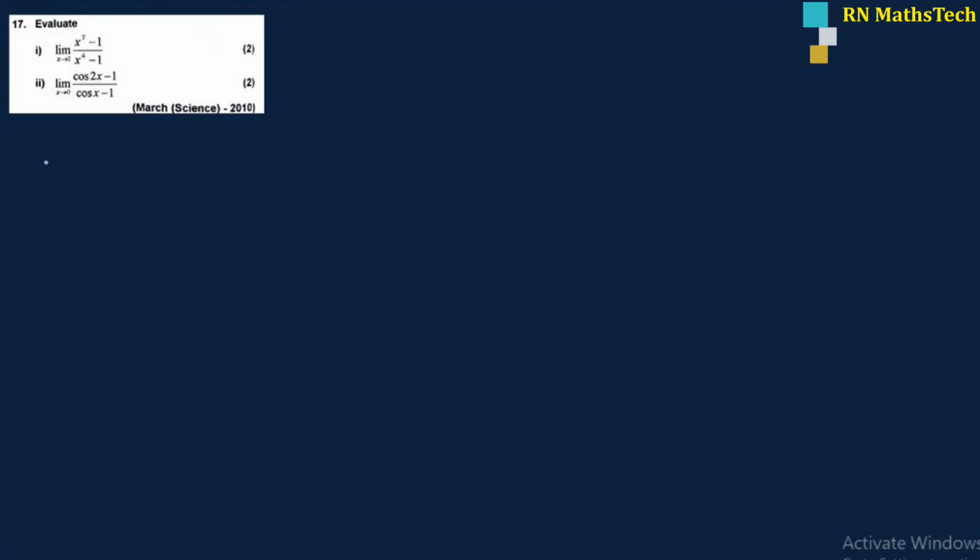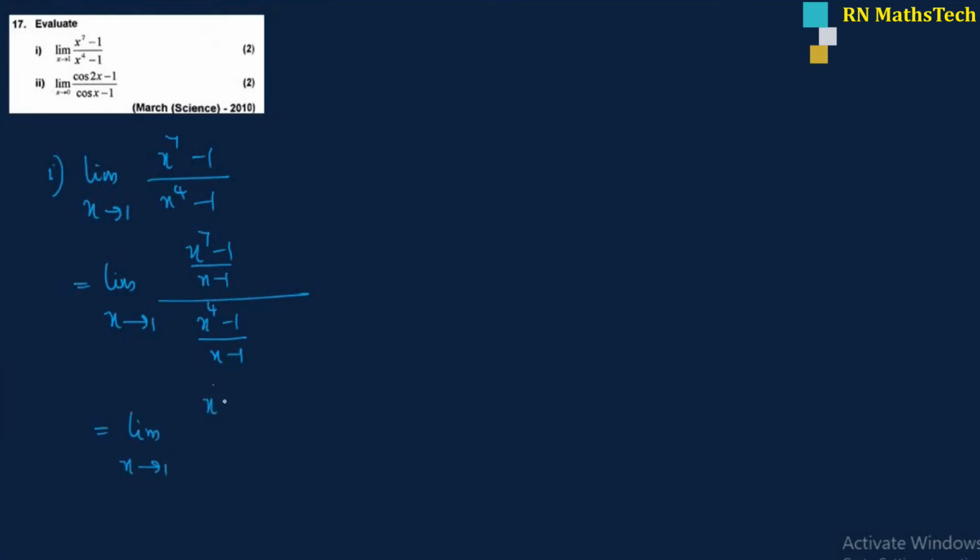Next one, evaluate first limit x tends to 1, x raised to 7 minus 1 by x raised to 4 minus 1. See, here we divide the numerator and denominator by x minus 1. X raised to 7 minus 1 by x minus 1 divided by x raised to 4 minus 1 by x minus 1. That's equal to limit x tends to 1. X raised to 7 minus 1, 1 can be written as 1 raised to 7, by x minus 1 divided by x raised to 4 minus 1 raised to 4 by x minus 1.